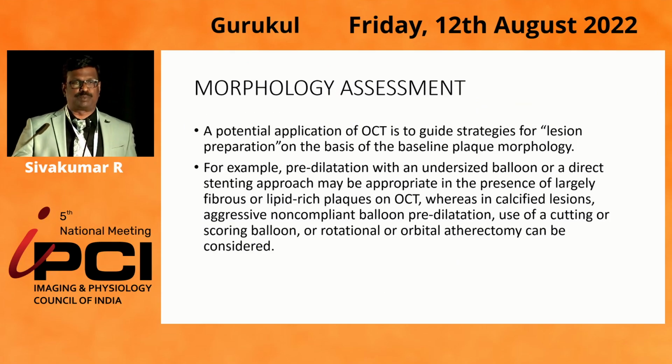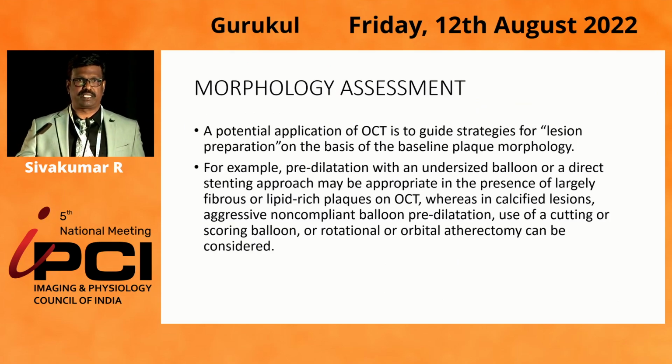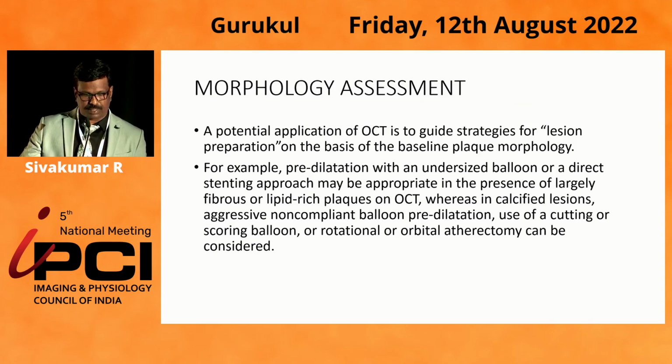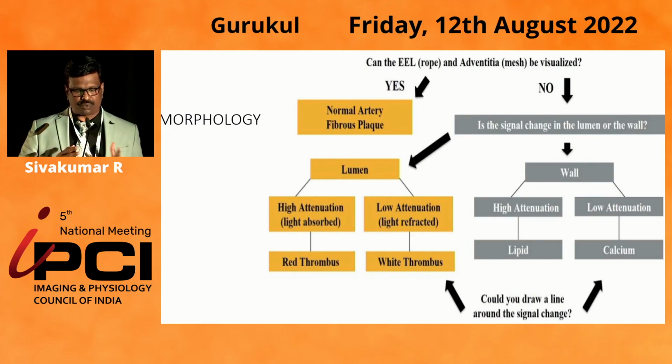So morphologic assessment was the key. When the morphology tells us it is a lipidic plaque, you need not do a preparation. If it is a fibrous plaque, just a general preparation. If it happens to be a calcific plaque, based on your score, either you have to do an atherectomy or another device. So basically, we need to look into the wall or into the lumen.